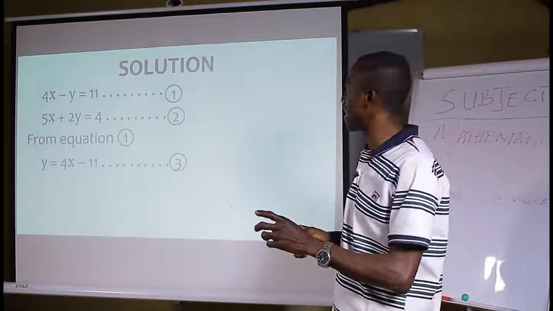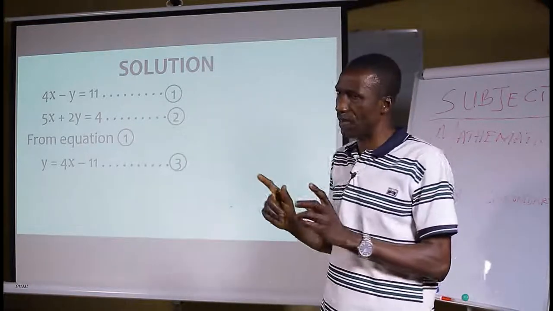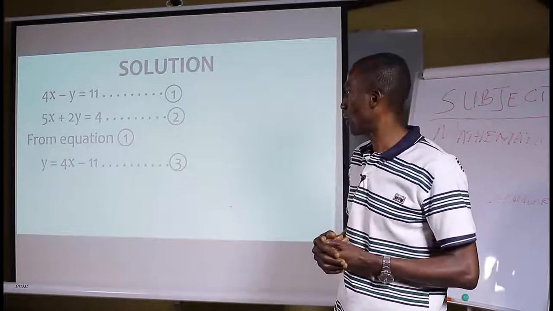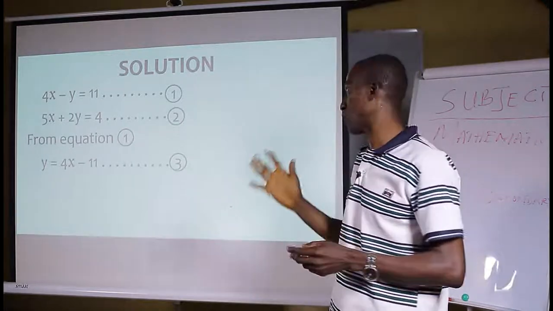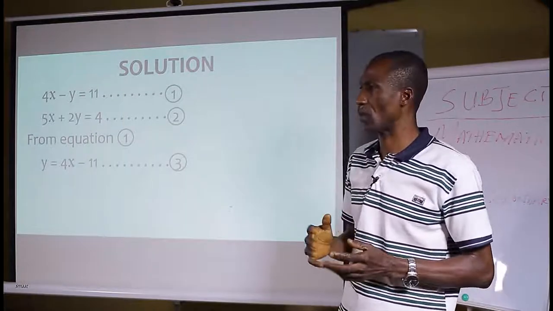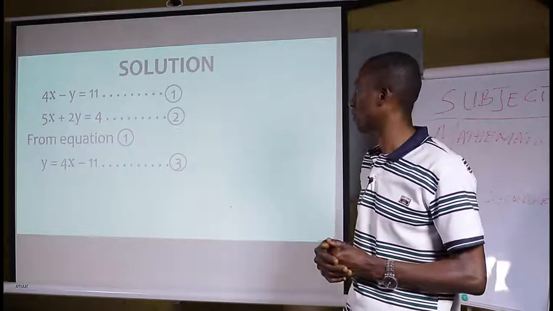I am not saying that for any other coefficient that is greater than 1, you cannot make it the subject. You can do it, but it will take your time. That is why, to shorten your time, just find a variable which has 1 as its coefficient, make it the subject, then you go further.